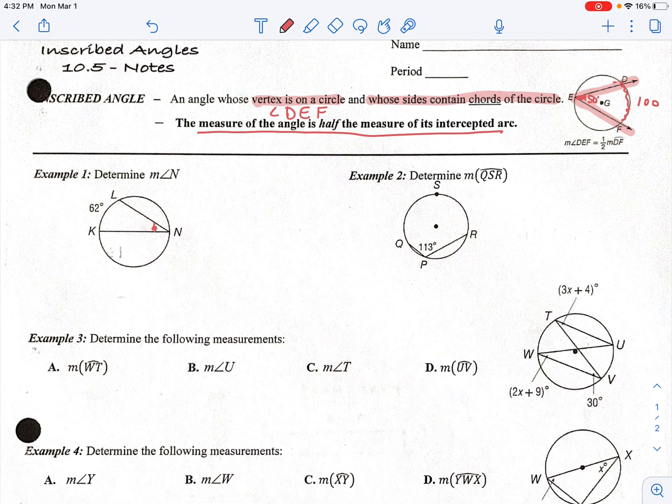Let's do some examples here. So they want us to know what angle N is. Now, angle N is an inscribed angle, which means it's going to be half of its arc. Its arc is 62 degrees. So 62 divided by 2 is 31.